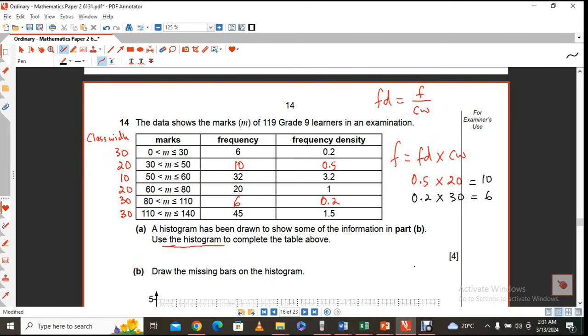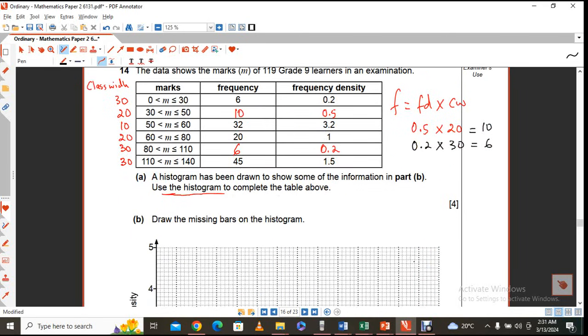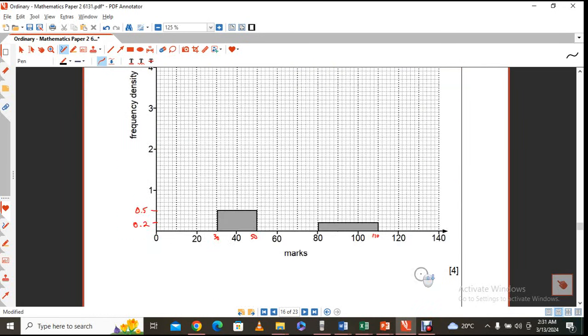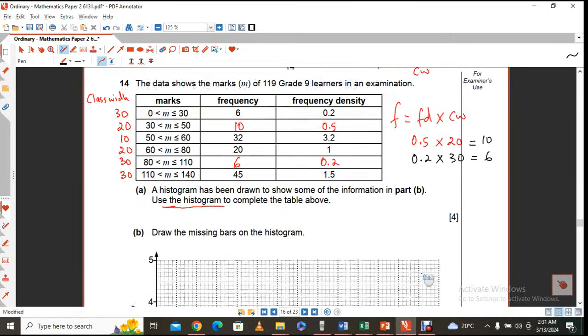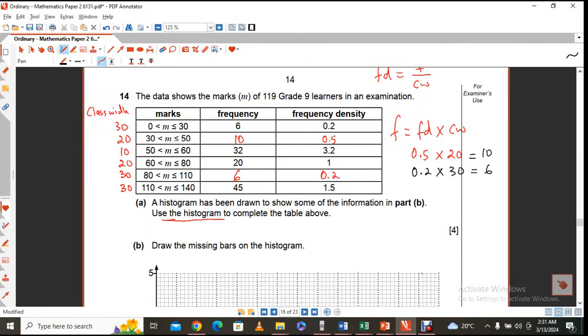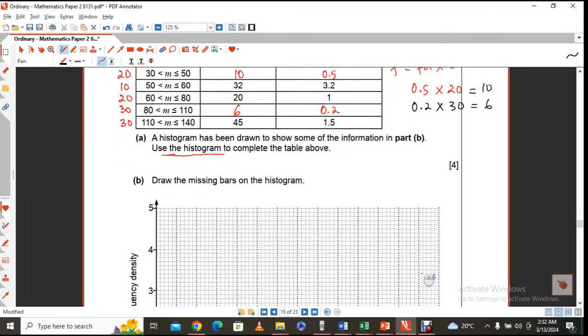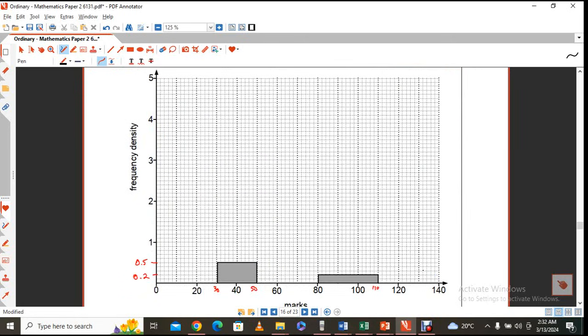Right, now that we have everything according to the table, we can actually go ahead and complete or draw the missing bars. Then there are 4 missing bars. So from 0 to 30, the frequency is 6, but the frequency density is 0.2. So if the frequency density is 0.2, then this is how that bar should be here.